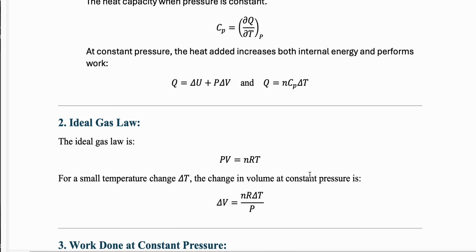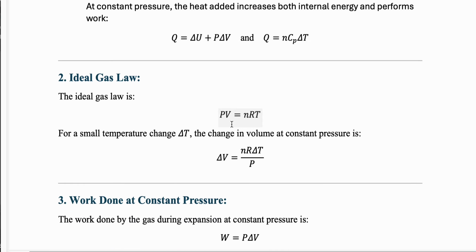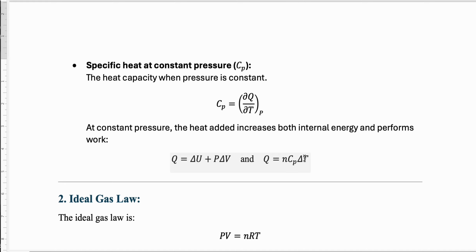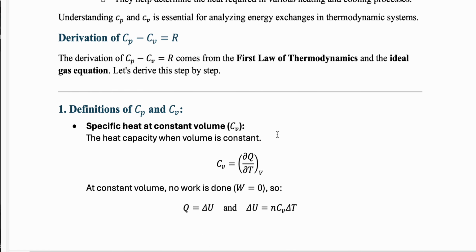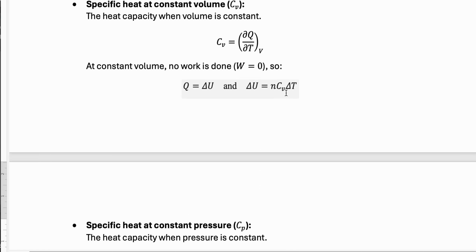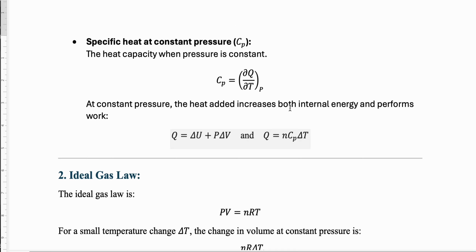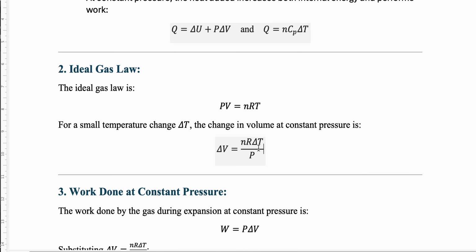Now if we consider an ideal gas, PV is equal to nRT, and if we look at a small change in volume, I can write delta V is equal to nR delta T divided by P. This is the equation for an ideal gas, change in volume at constant pressure. This is needed because we have delta T terms here, and we want to show that Cp minus Cv is equal to R, so we have to somehow bring R into the equation. That's why we are writing it like this.